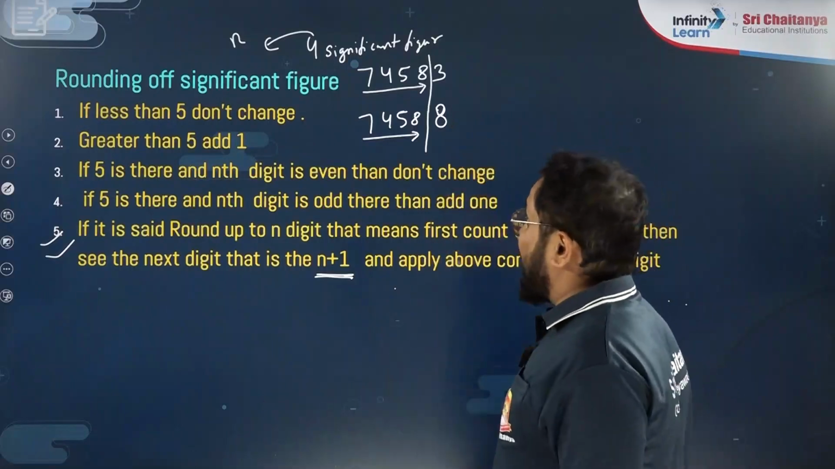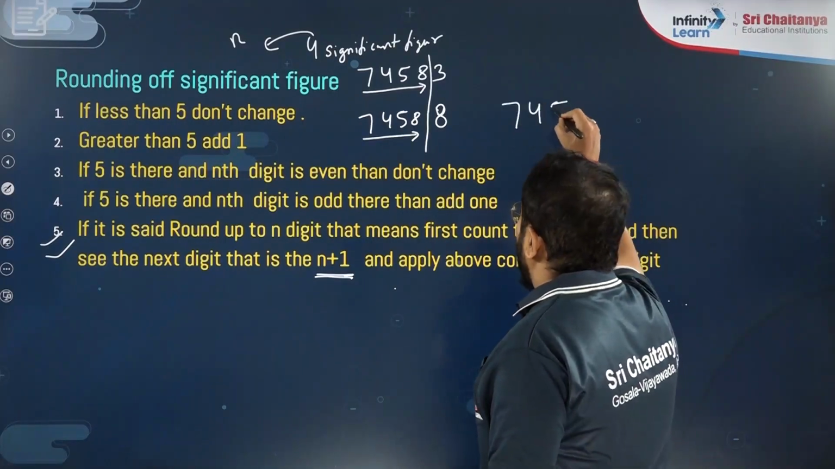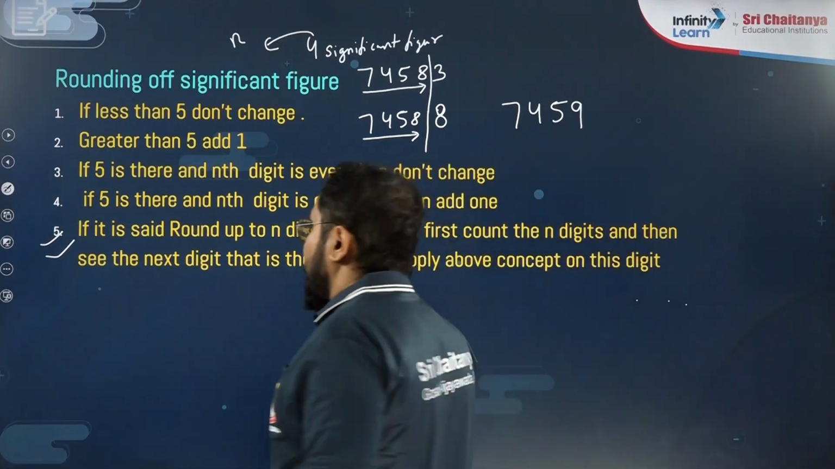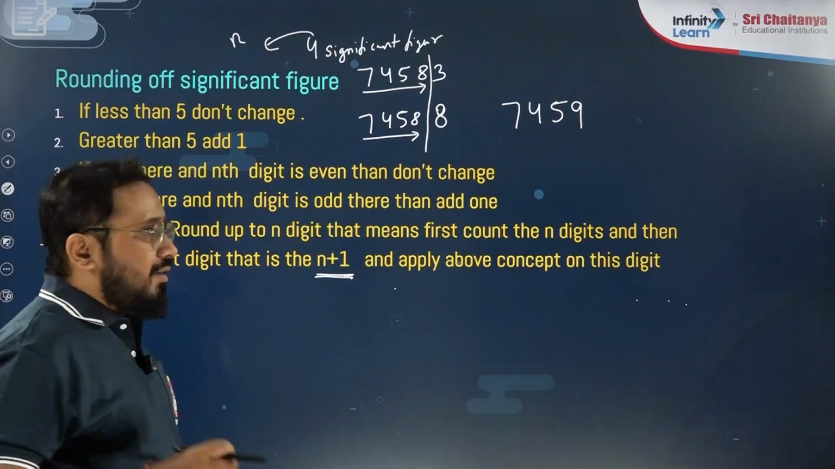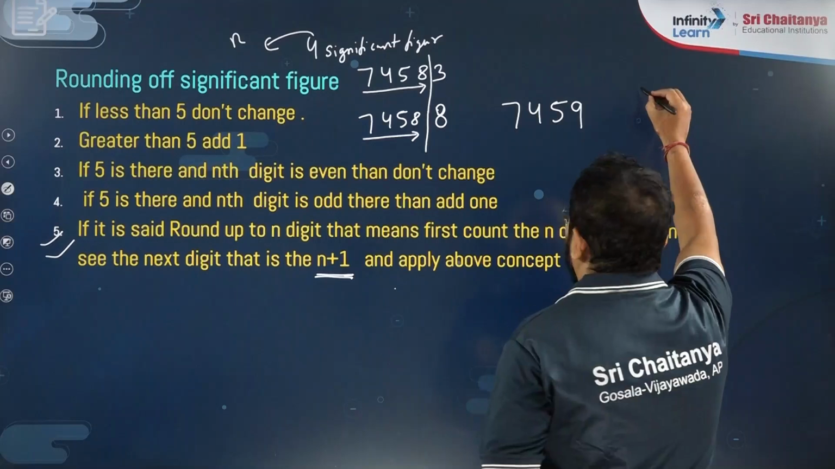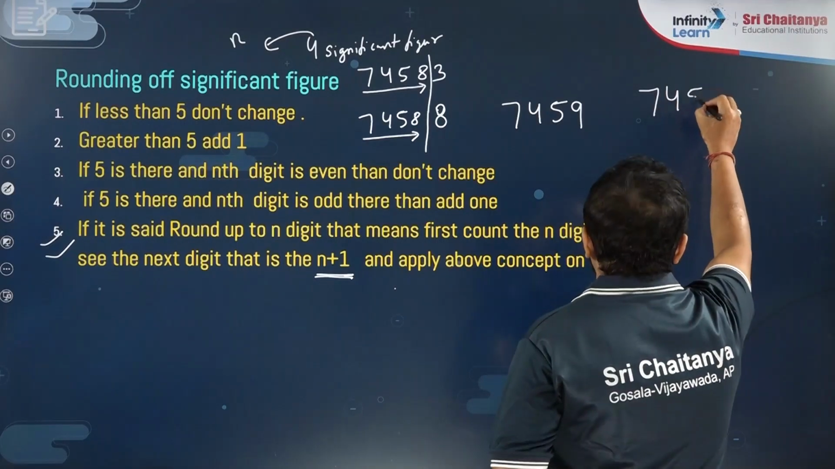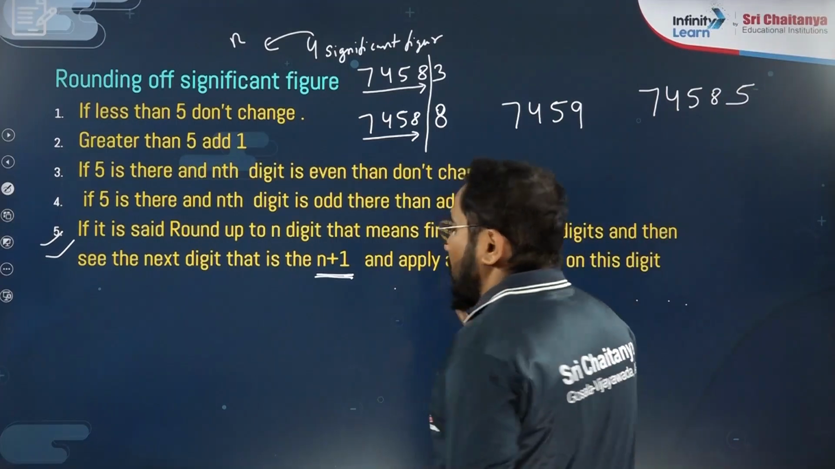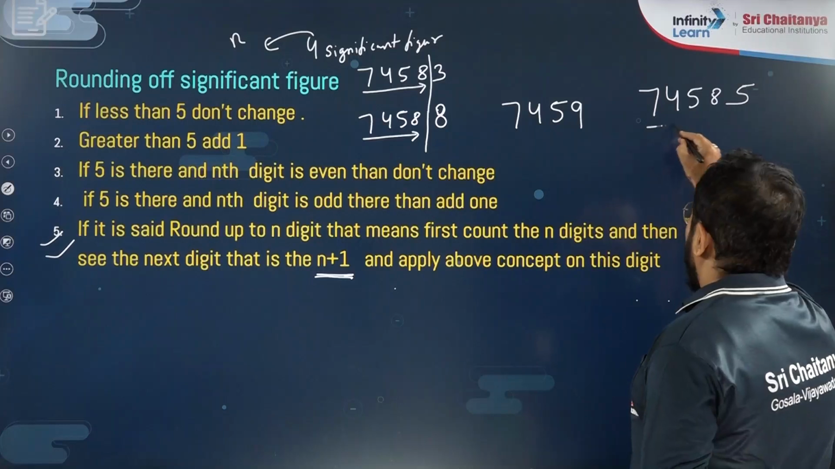What is that? 8. Oh, it is greater than 5. So what will be the answer? 7, 4, 5, 9. This will get rounded off. Is it clear? Now if 5 is there, if the question is like this, 7, 4, 5, 8, 5. Go up to 4 significant figures. So for 4 significant figures, write down 4.